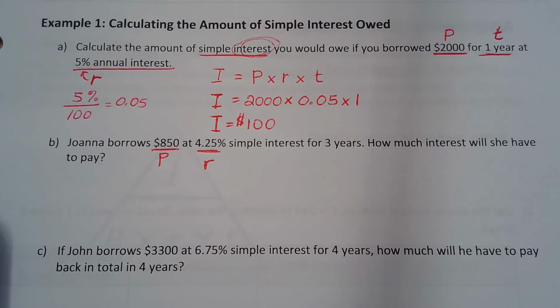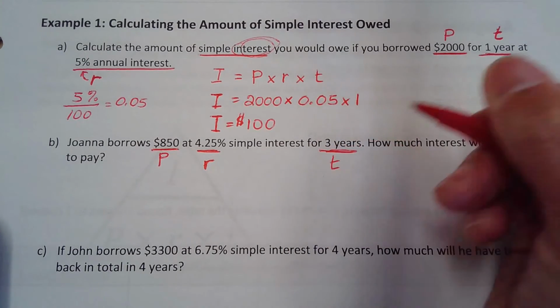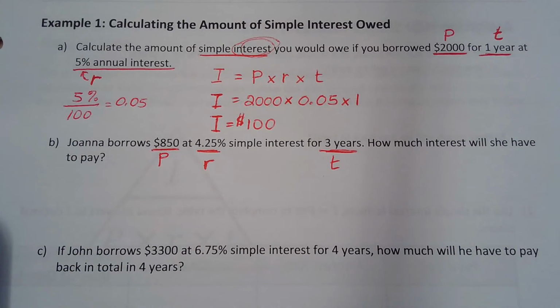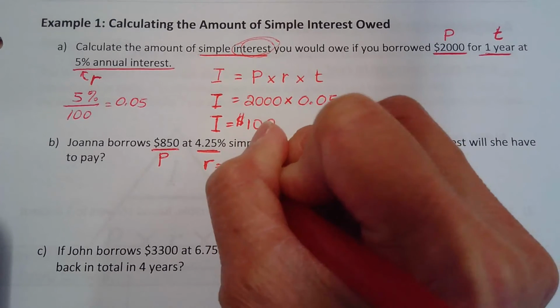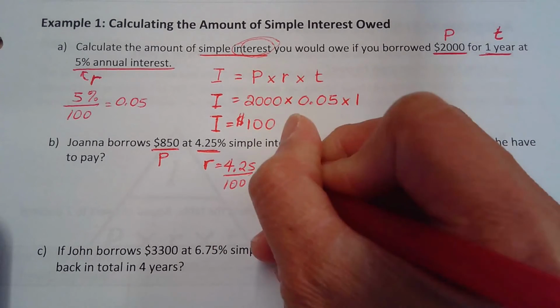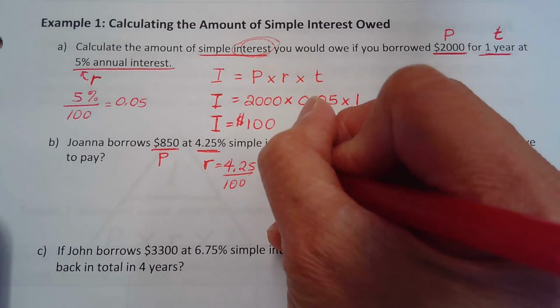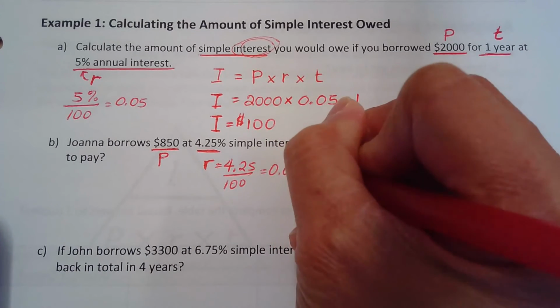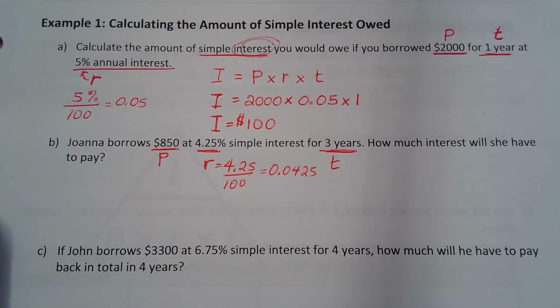Okay, and then what else? The 3 years. And what's the 3 years? The T. Okay, now we have to do a little bit of work on the R, right? So R we know is 4.25%. So 4.25 divided by 100 is 0.0425.